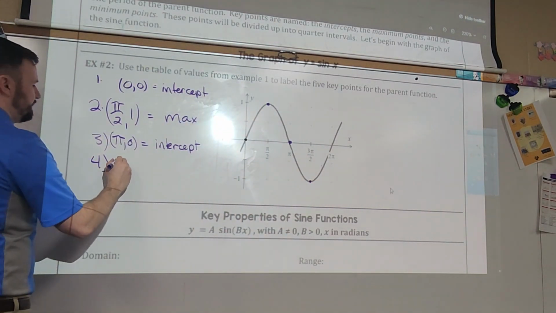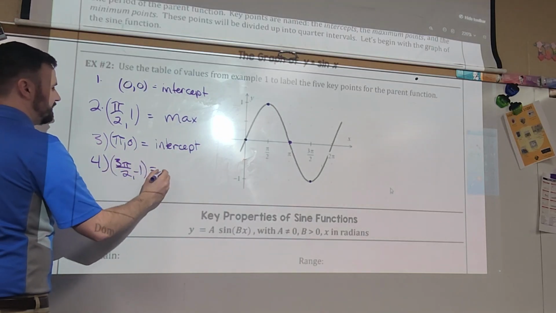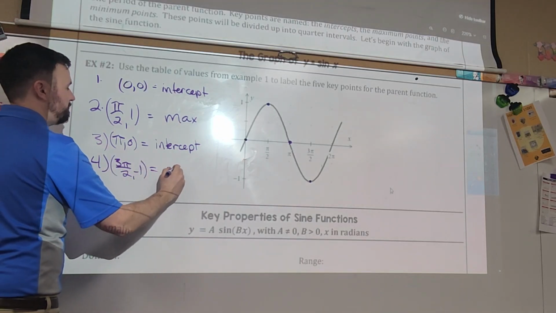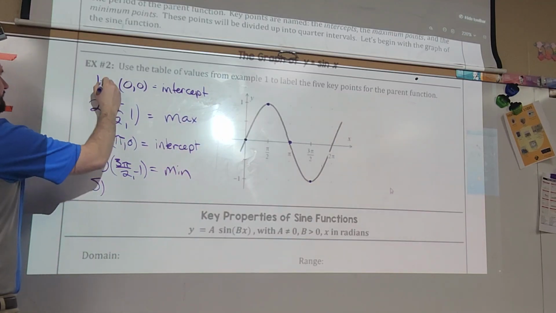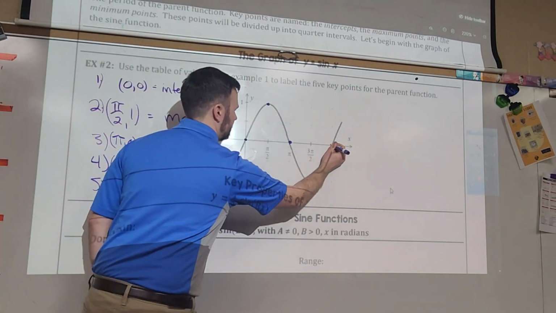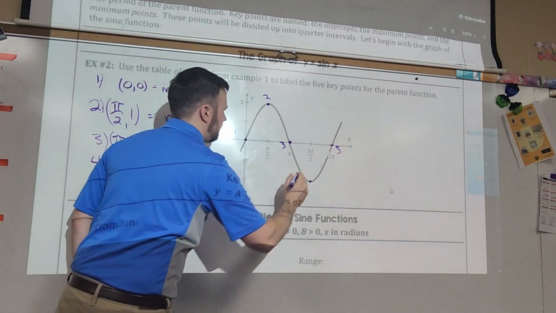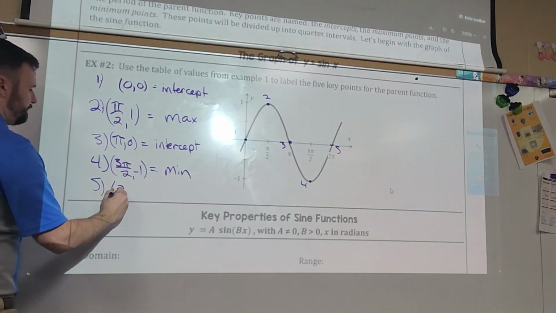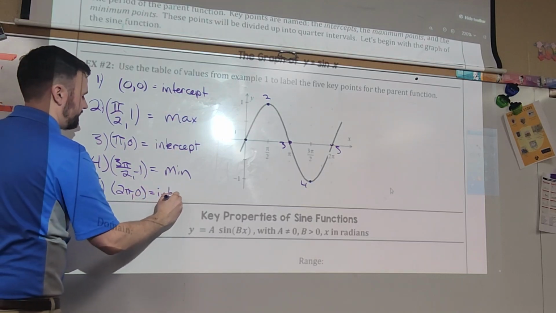Four is going to be 3 pi over 2, negative 1, which is a min. And why did I switch? That's how I usually do. And number 5 is going to be 2 pi, 0, which is an intercept.